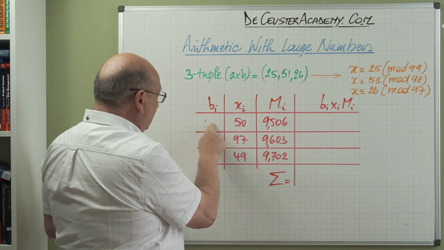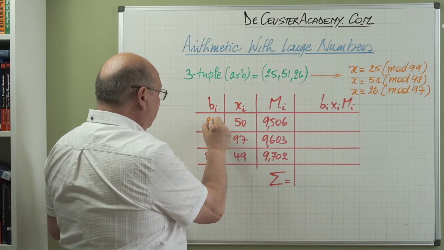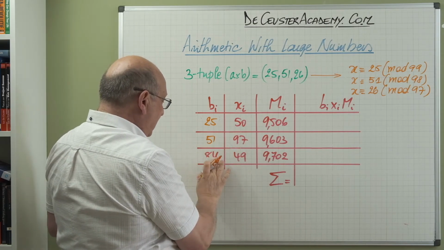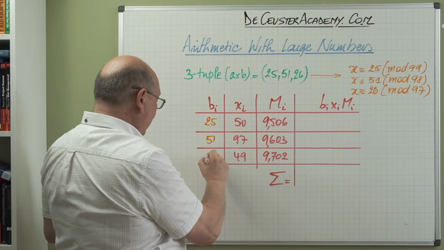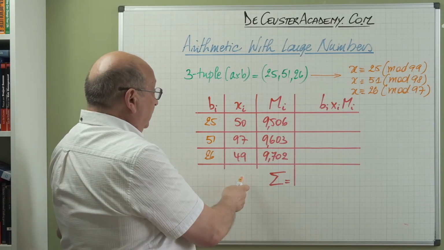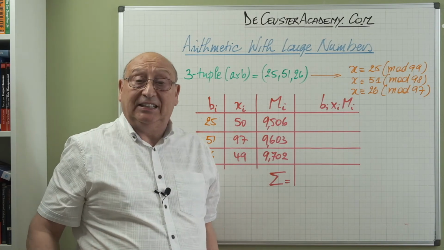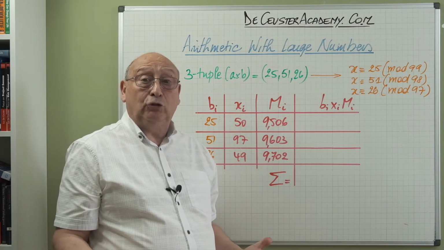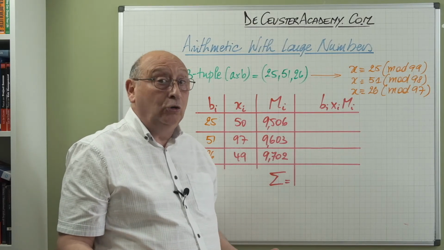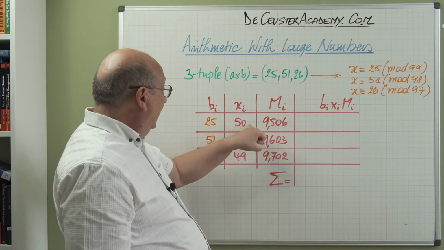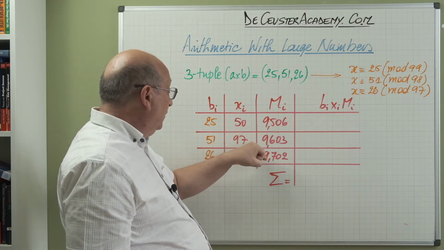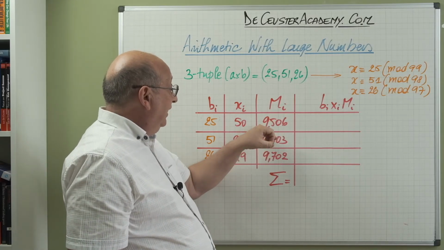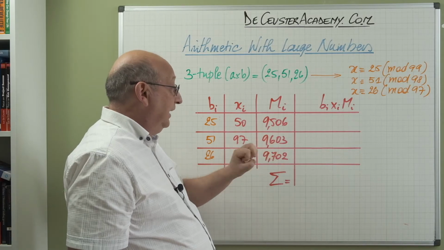So we have here 25, here 51, and here 26. The coefficients xi are obtained in the same way, so we already found them in the previous part. We don't have to do the calculations again, and we can recuperate those numbers. So we find x1 is 50, x2 is 97, and x3 is 49. The same is valid for m1, m2, and m3.